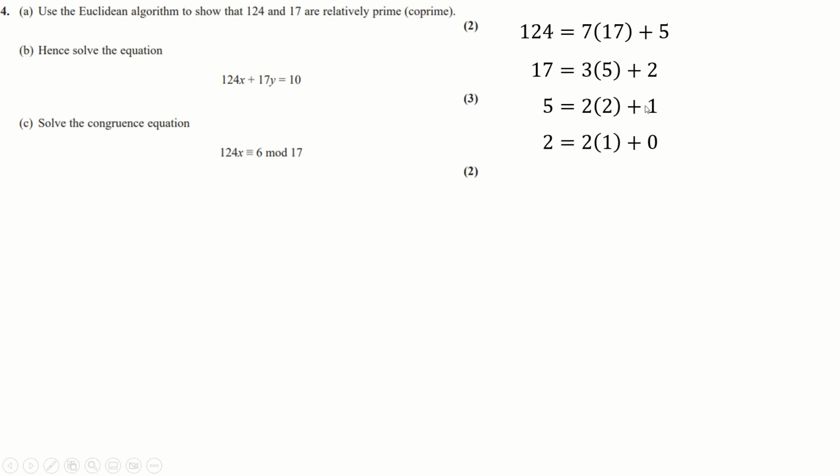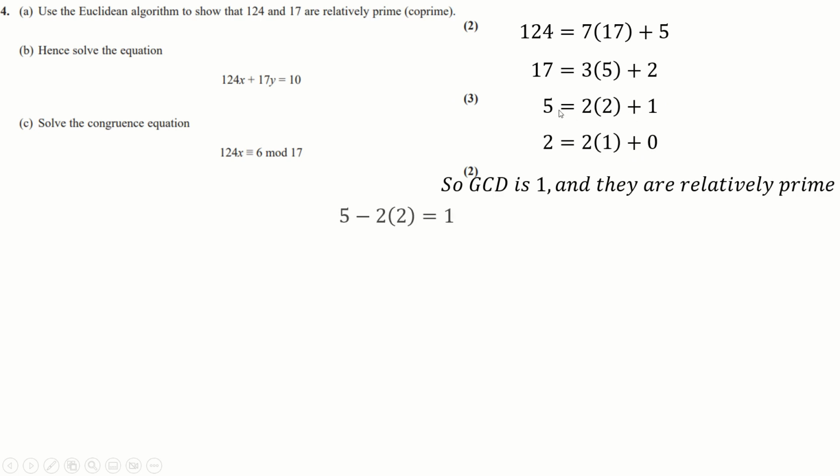And you just say the GCD is 1, so therefore they're relatively prime. Hence, solve this thing here. What we do is we start with this line here, probably, and say 1 equals 5 minus 2 times 2. And then you go to this line and you say, well, 2 is actually 17 minus 3 times 5, so let's replace that there. Expand this out to get minus 2 lots of 17, plus 6 lots of 5, plus 1 lot of 5 is plus 7 lots of 5.